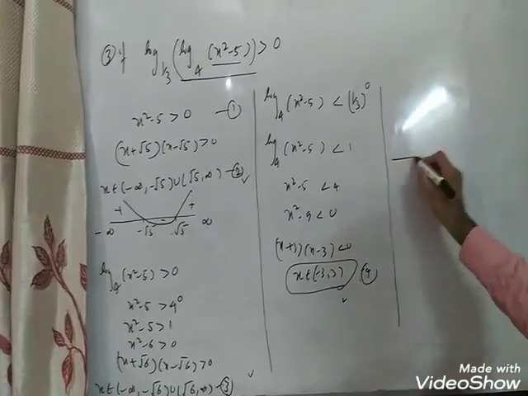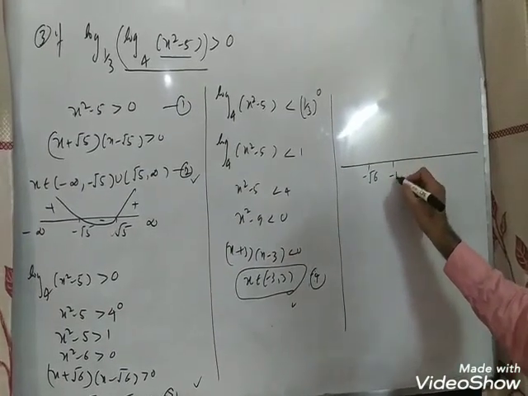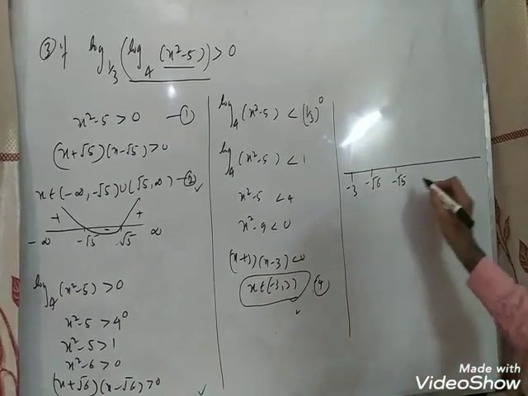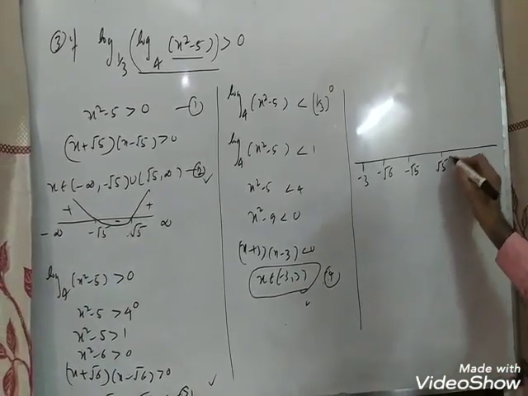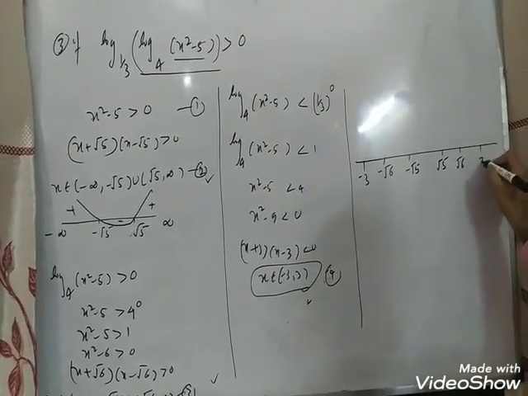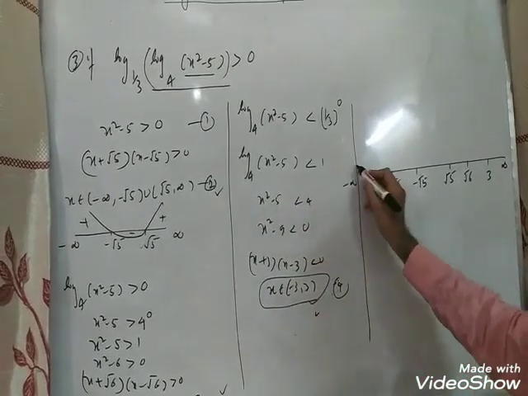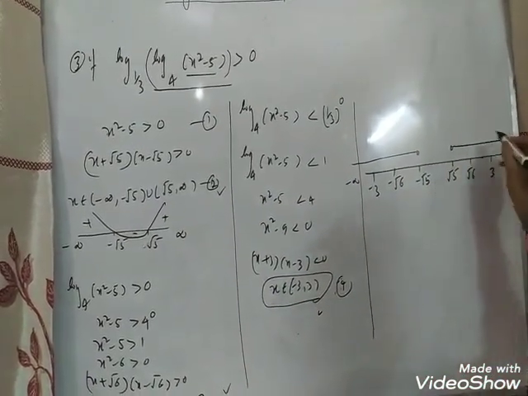So we are taking the common solution over here. Minus root 6, minus root 5, minus 3. Then we'll consider root 5, root 6, then 3. Here infinite, here minus infinite. So the first condition is from minus infinite to minus root 5 and root 5 to infinity.